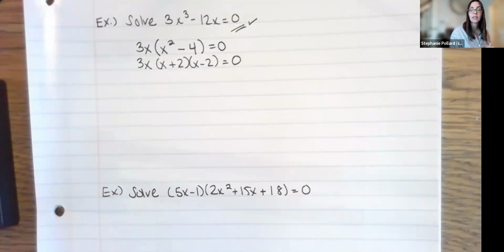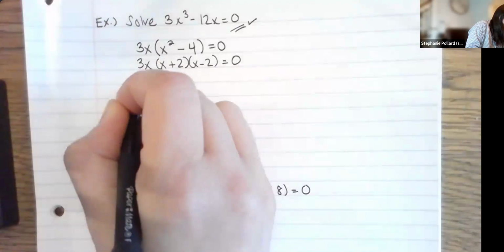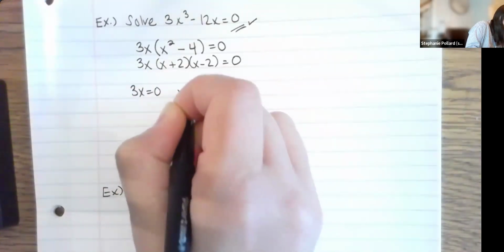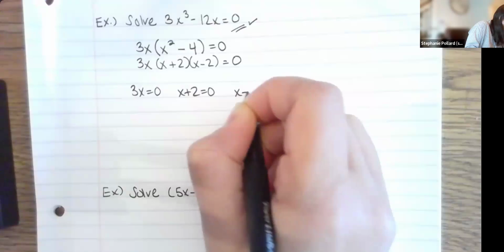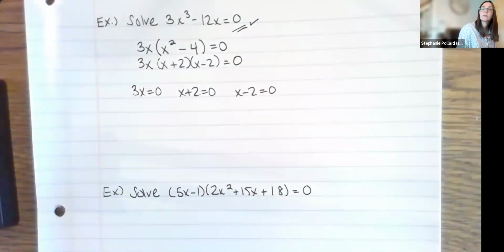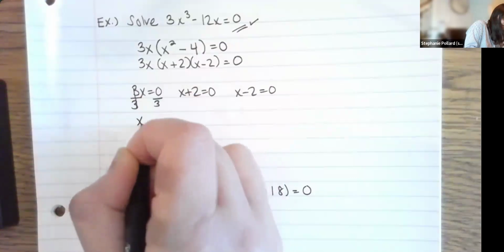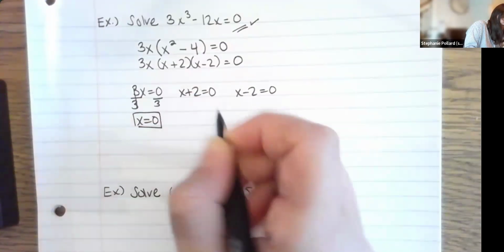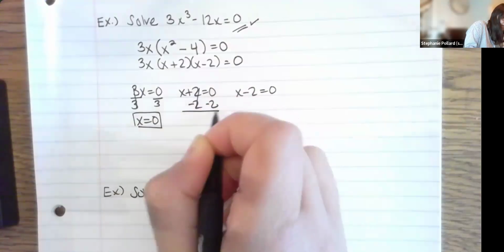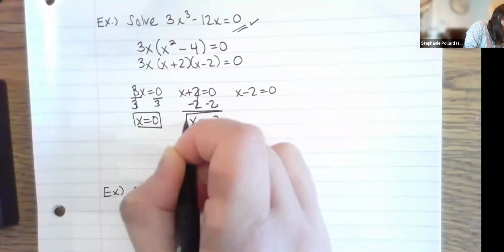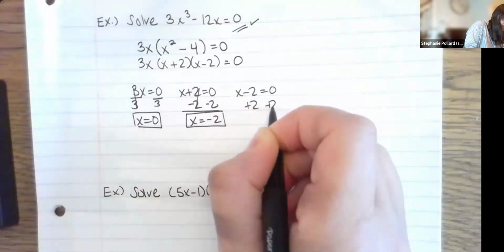So now I'm ready to set each of those factors equal to 0. I'm using the same exact strategy as solving quadratics by factoring, just that now I have 3 parts instead of just 2 parts. So I'm going to set 3x equal to 0, x plus 2 equal to 0, and x minus 2 equal to 0. So here I'm going to divide both sides by 3. Here I'm going to subtract 2 from both sides. And here I'm going to add 2 to both sides.